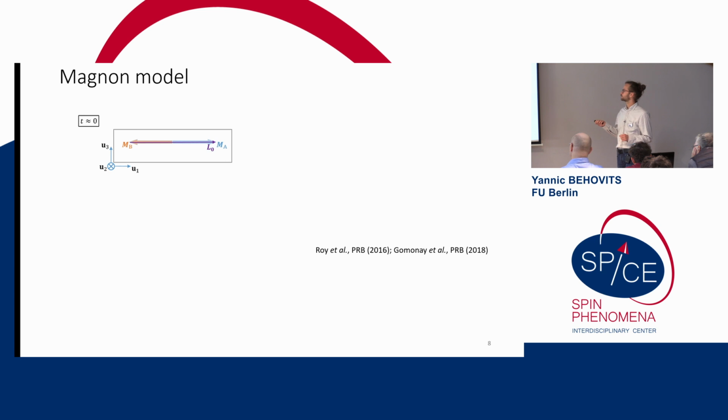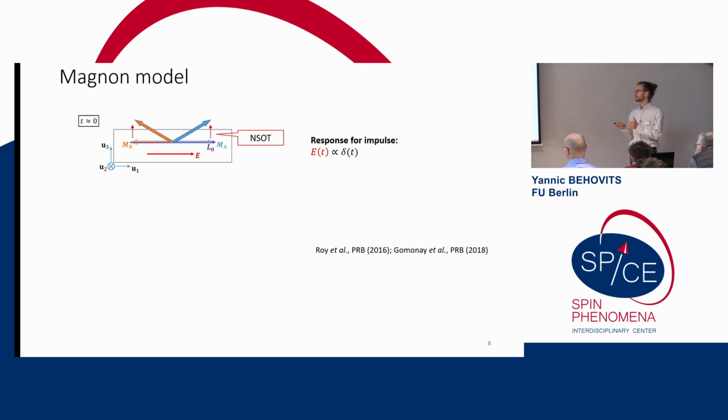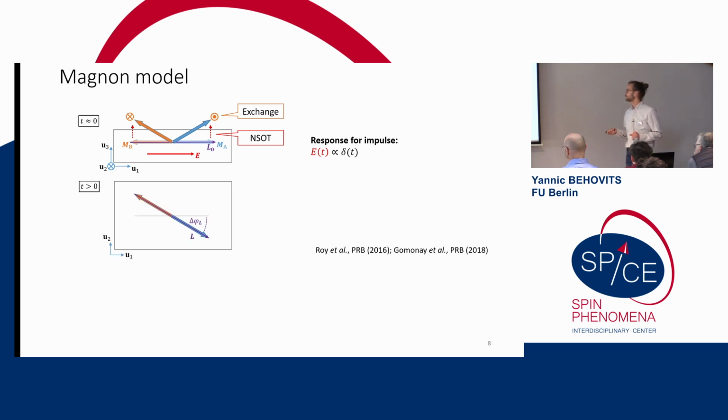For that, we go back to the simple case where we have the two sublattices being anti-parallelly aligned. And now let's look at the very simple case, an electric field which is just a delta-like impulse, so very short. There will be Néel-spin-orbit torques canting the magnetizations out of the sample plane, but now there's the spin canting, so the exchange torques will become active, and they drive the spins in opposite directions. So if we look from the top now, we can see that the Néel vector actually rotates because of this.